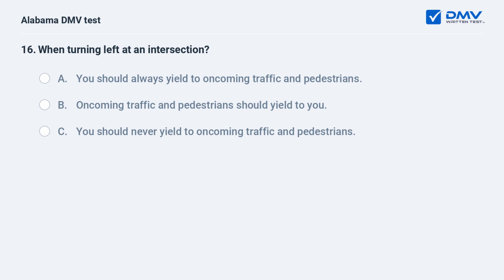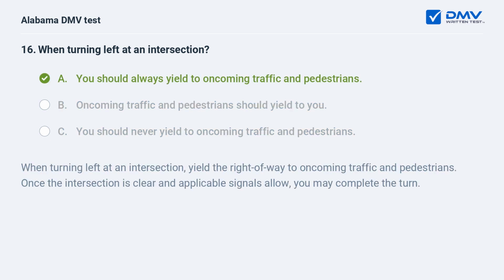When turning left at an intersection, A. You should always yield to oncoming traffic and pedestrians. B. Oncoming traffic and pedestrians should yield to you. C. You should never yield to oncoming traffic and pedestrians. The answer is A. When turning left at an intersection, yield the right-of-way to oncoming traffic and pedestrians. Once the intersection is clear and applicable signals allow, you may complete the turn.